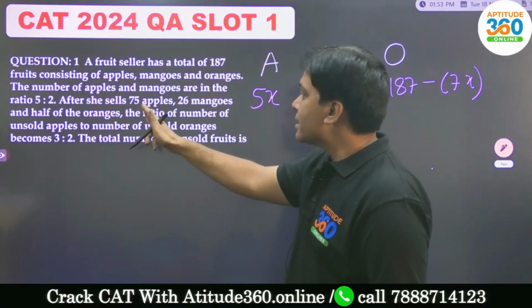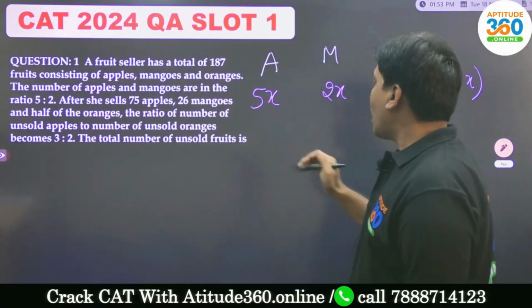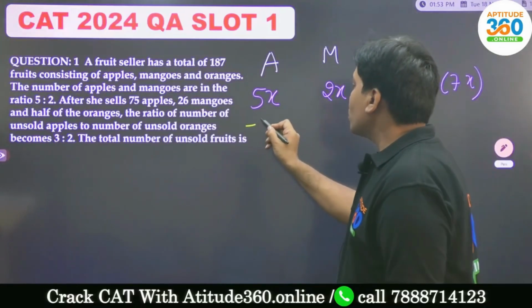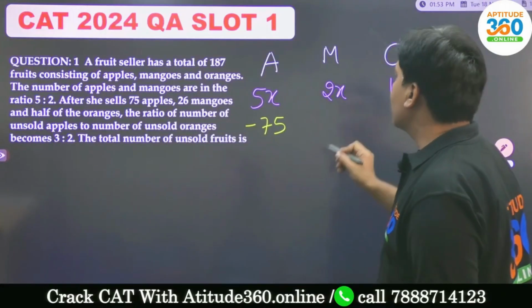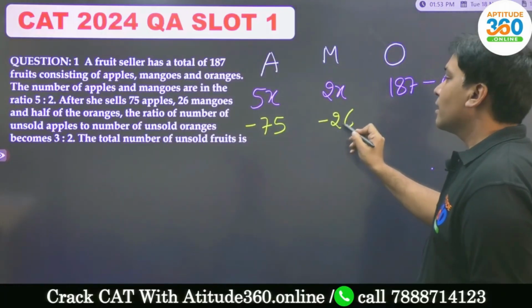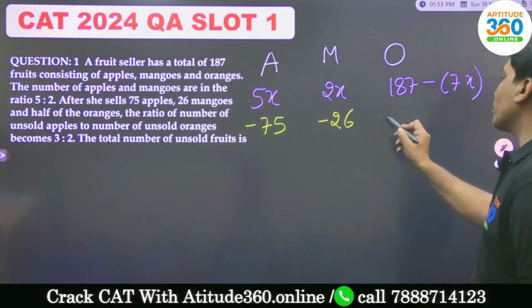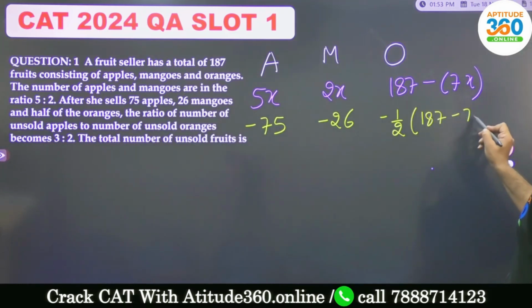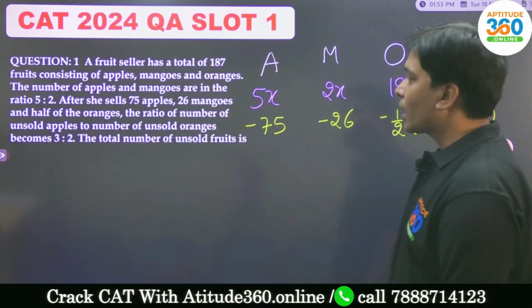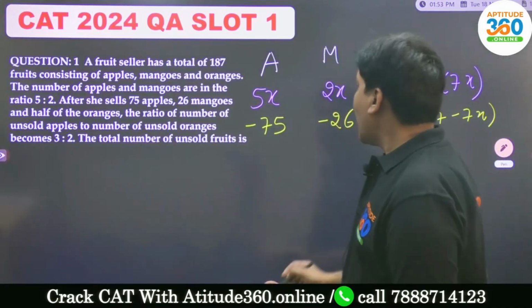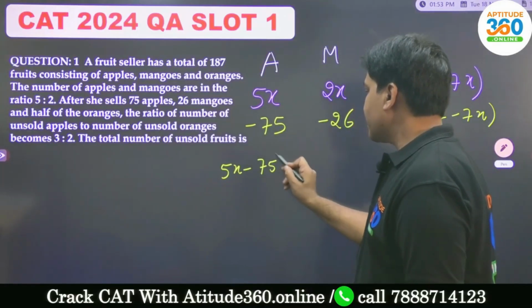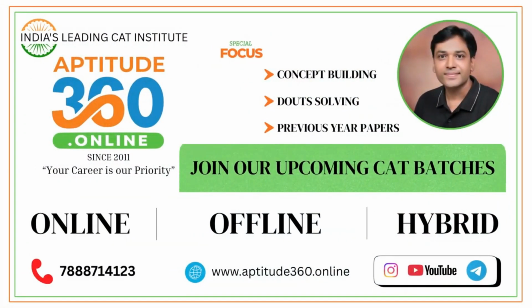After she sells 75 apples, so how many apples this lady is selling? She has sold 75 apples and then 26 mangoes and half of the oranges. So half of the oranges will be what? Half of 187 negative 7x. And if that is the case, how many apples we are left with? We are left with 5x negative 75. These many apples we are left with.